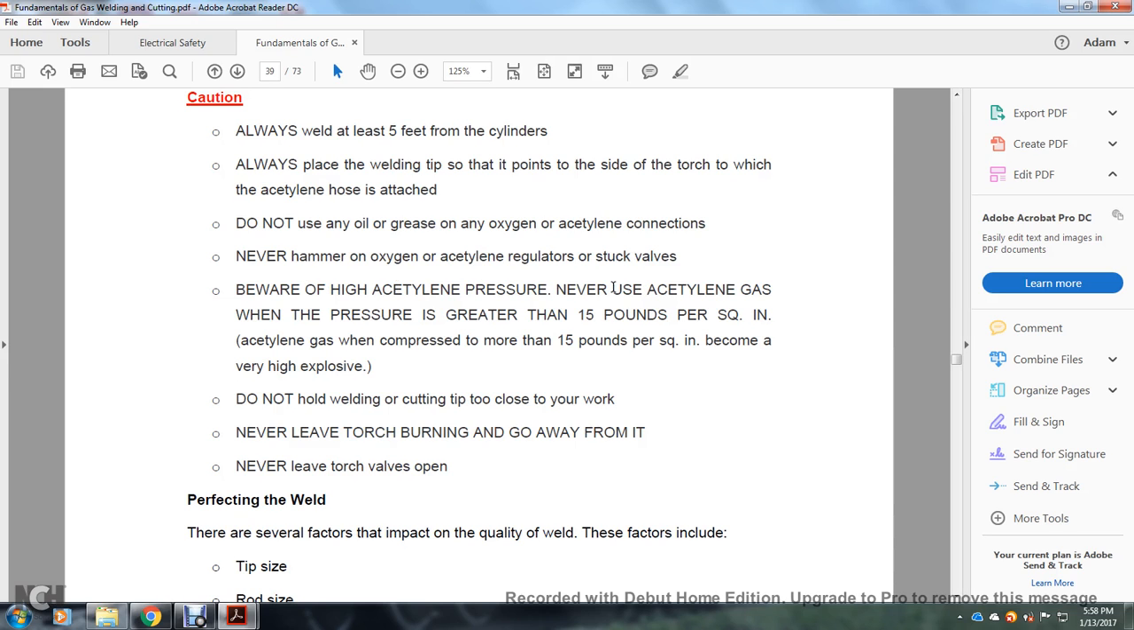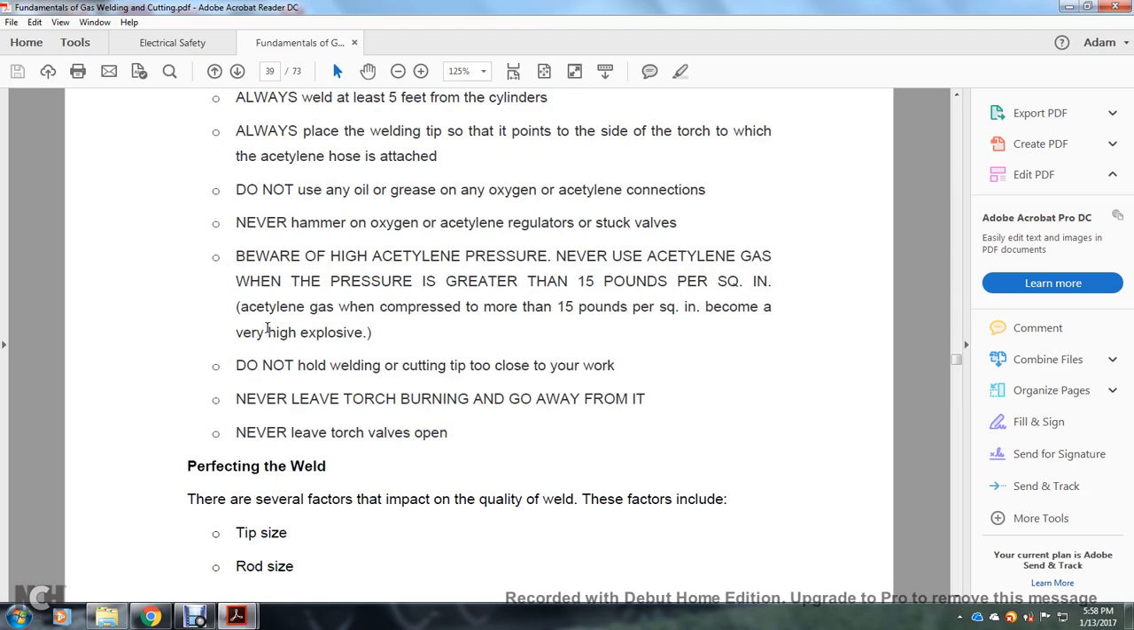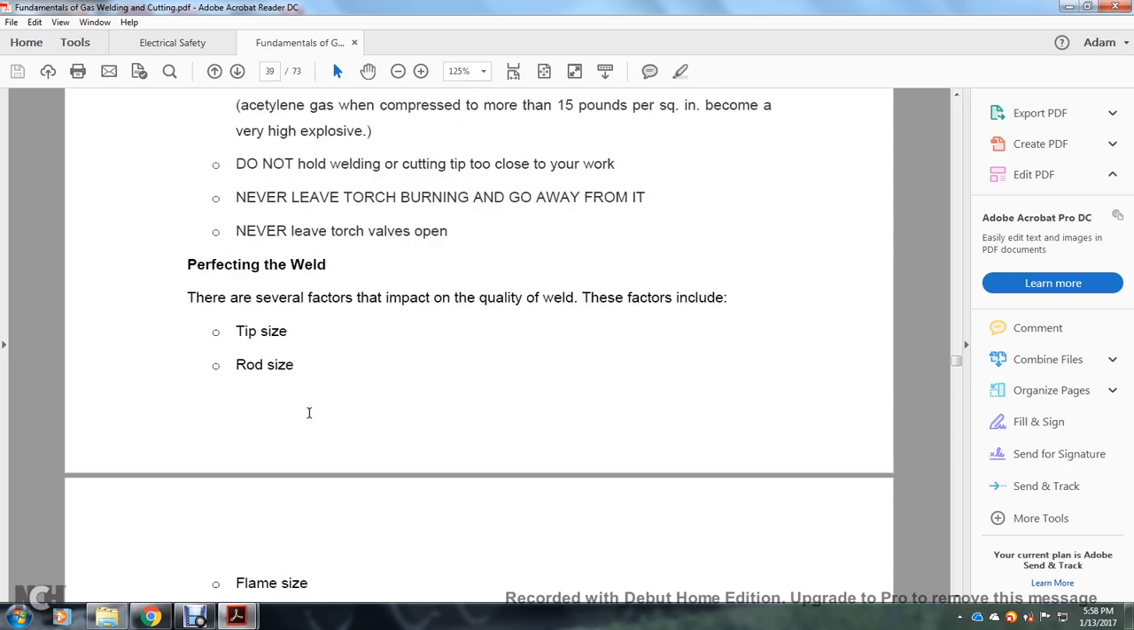Beware of high acetylene pressure. Never use acetylene gas when the pressure is greater than 15 pounds per square inch, because acetylene gas, when compressed to more than 15 pounds per square inch, is very highly explosive. Do not hold the welding or cutting tip too close to the work. Never leave the torch burning or go away from it. Never leave the torch valves open.